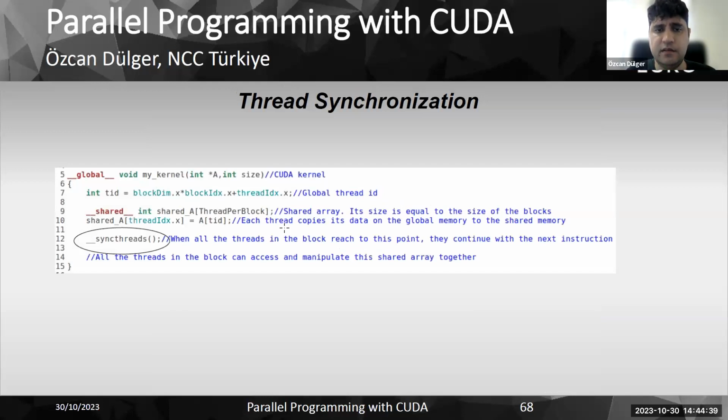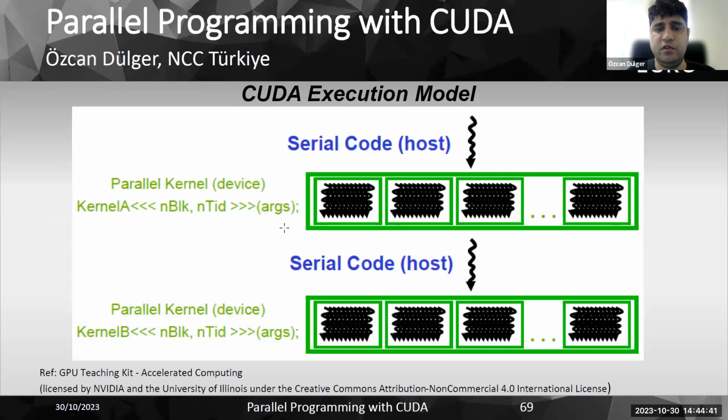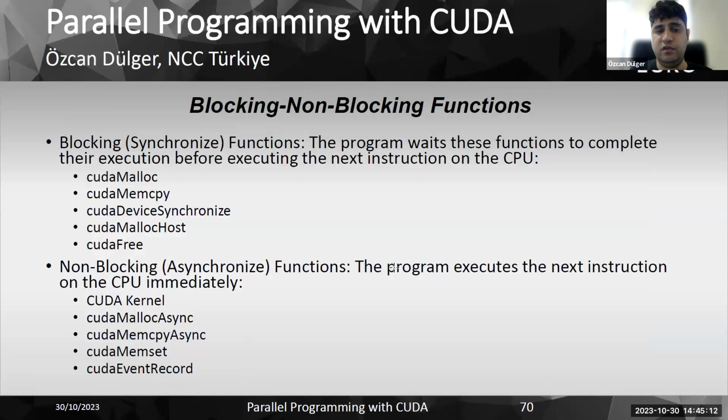Okay, this is the CUDA execution model. We have a serial code. When we call a CUDA kernel, many threads are created and they are executed. When they finish their job, we continue with the next instruction on the serial code. Then again, if we call a CUDA kernel, many threads are created again, and so on. This is the CUDA execution model.